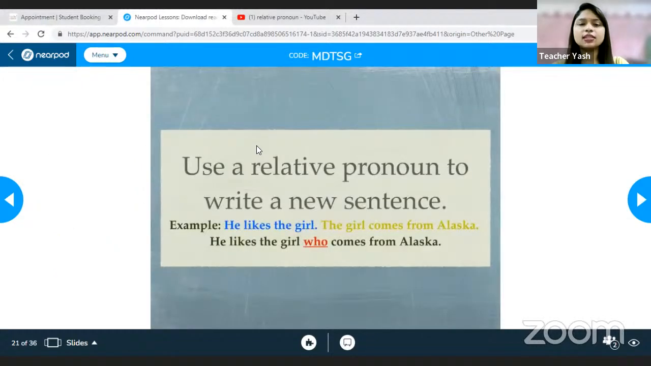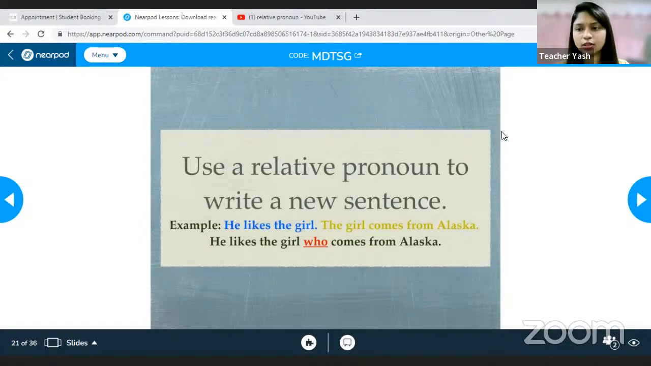Okay, so Ansley, can you please read this? Use a relative pronoun to write a new sentence. Example, he likes the girl. The girl comes from Alaska. He likes the girl who comes from Alaska. Okay, Yongla, let's stay focused. So now we are going to make two different sentences into one sentence. First sentence, he likes the girl. Second sentence, the girl comes from Alaska. So now we are going to make it into one. He likes the girl who comes from Alaska. Understand?